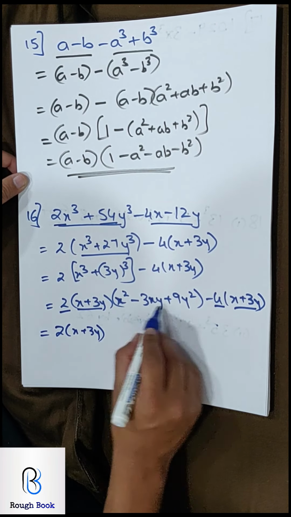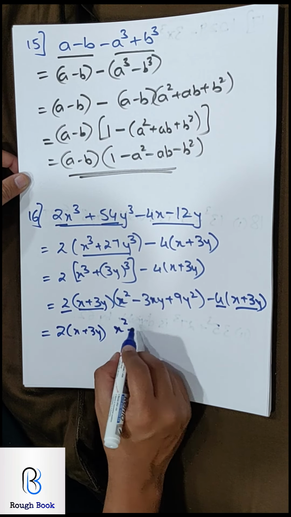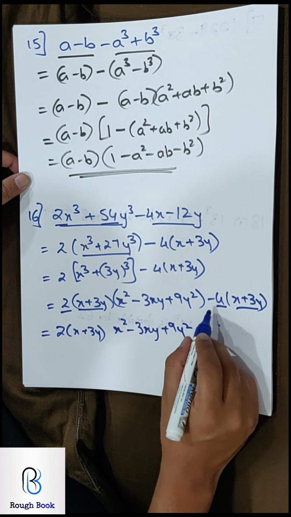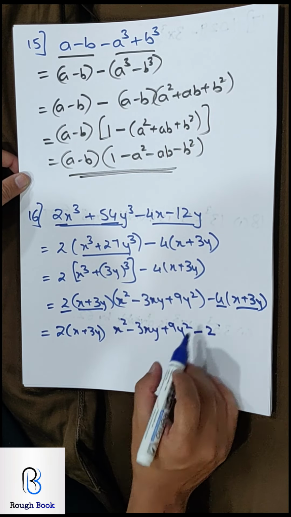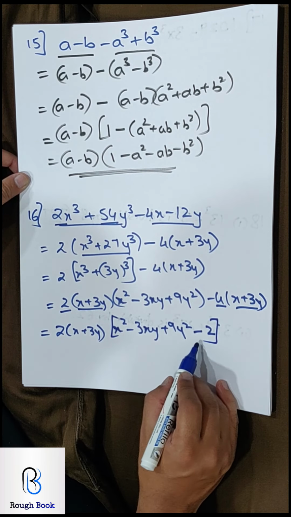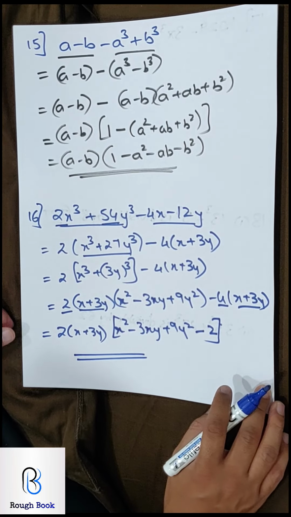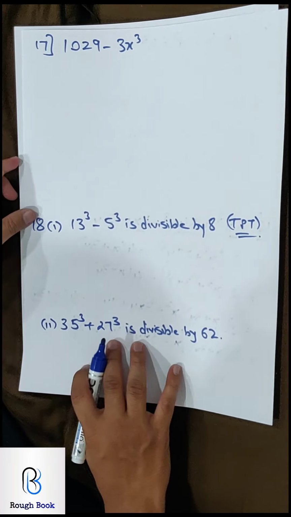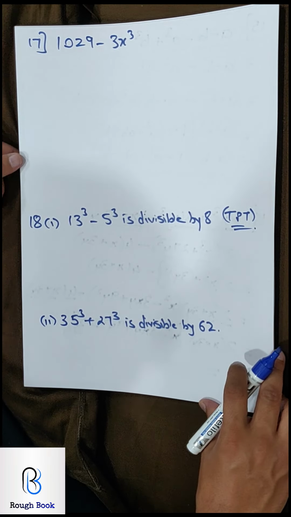Here this is gone out, so only this is left, x square minus 3xy plus 9y square. Here what is left is only minus 2 because 2 has been pulled out and this is also pulled out. Bigger brackets, no like terms, so leave the sum there itself. Nothing can be done beyond that. Let's go to the next question, sum number 17.